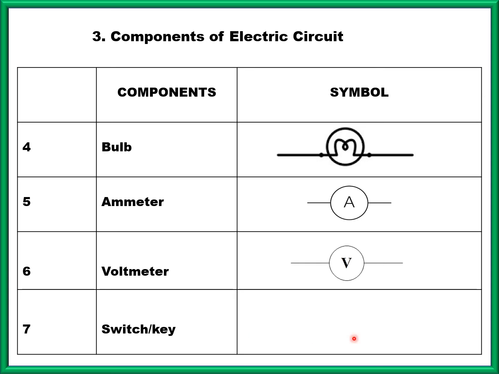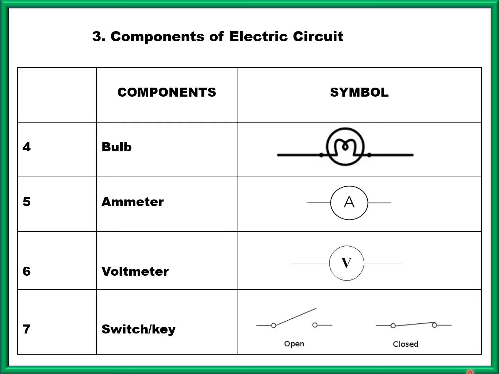Next, switch or key. Switch or key are used to open or close a circuit. If you're drawing a switch, this is the diagram that we have to use. This represents an open switch, this represents a closed switch. Here you can see this is open. That's why this one should be used where you are drawing an open circuit. Then if it is closed, you bring this handle down and this will become a closed circuit.